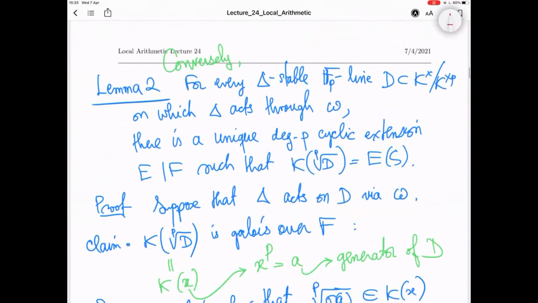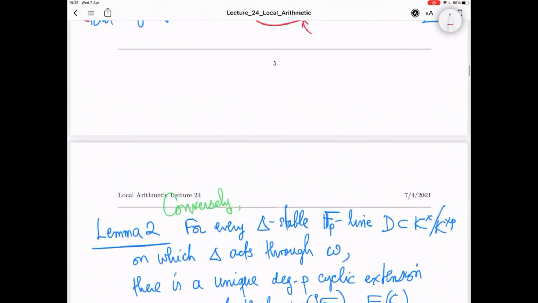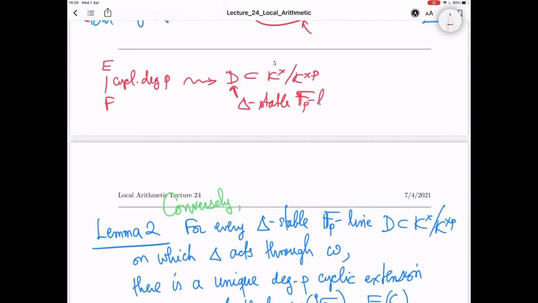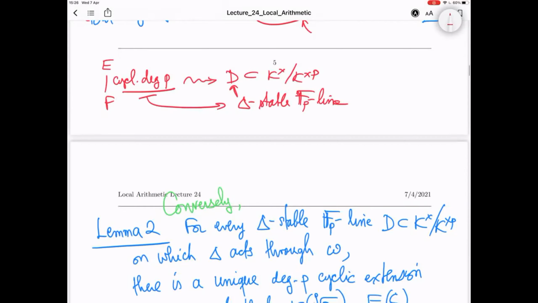Okay, there is a sort of converse to it. So what is one direction? It was E over F cyclic of degree P. Then you get a line in K star modulo K star to the power P. So this is a delta stable FP line. This is what a cyclic extension of degree P like this gives rise to, right? This is what you have done.